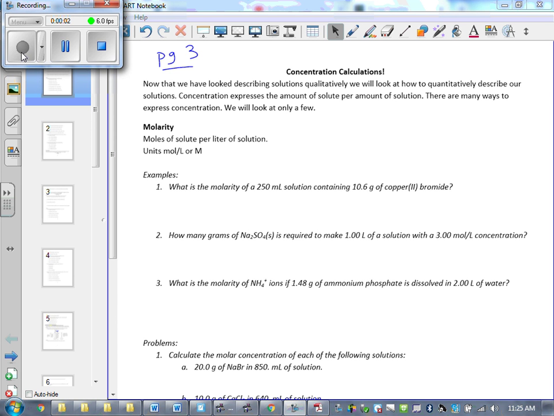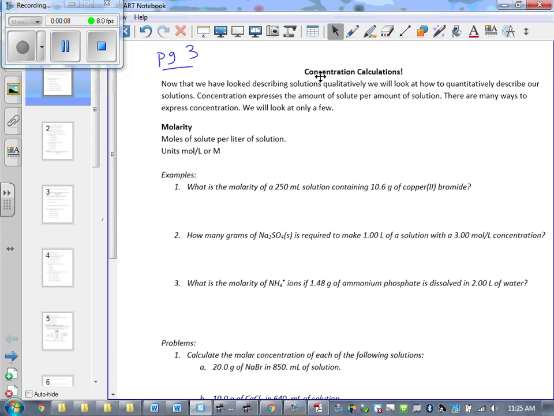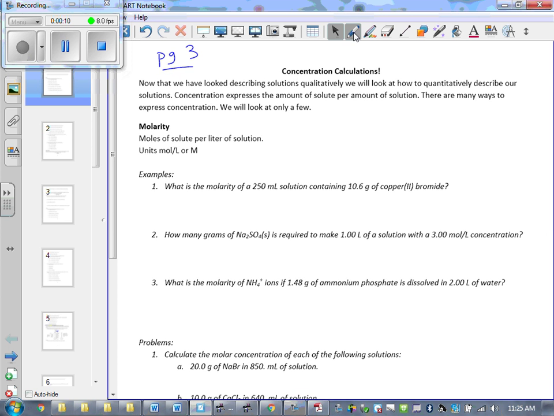So we are on our chemistry solutions unit. We are going to look at concentration. Whoa, wrong thing. We are going to look at concentration calculations. So we're only going to do 3 easy cheesy examples. Yesterday we learned about how to describe our solutions qualitatively. So qualitatively is one of our words here, our terms.